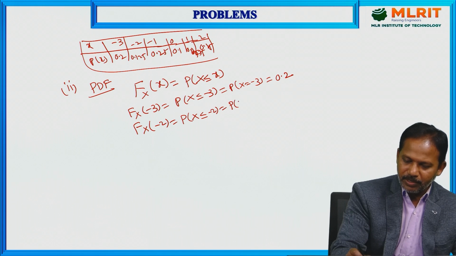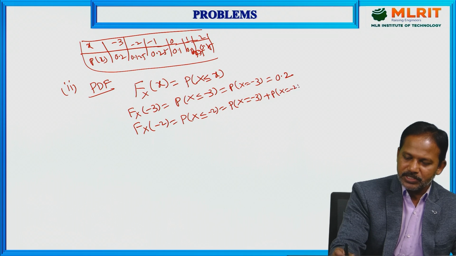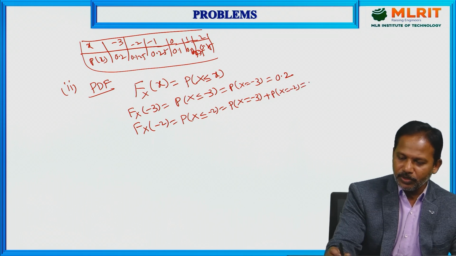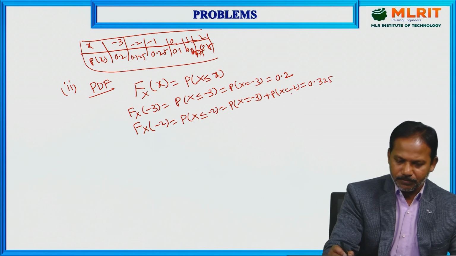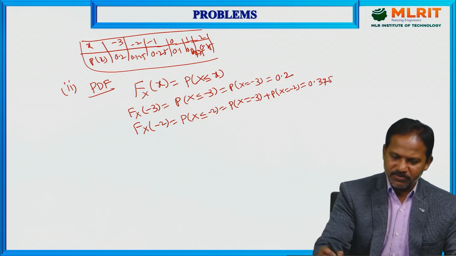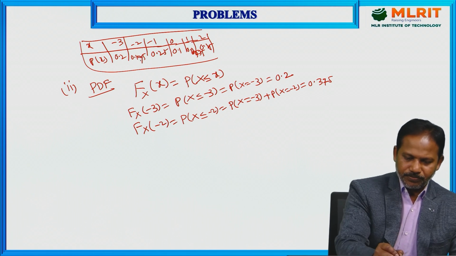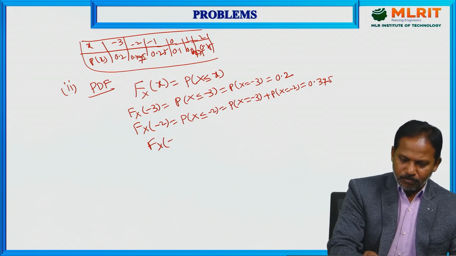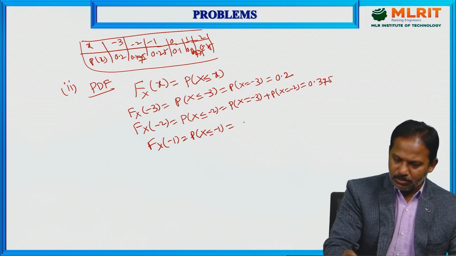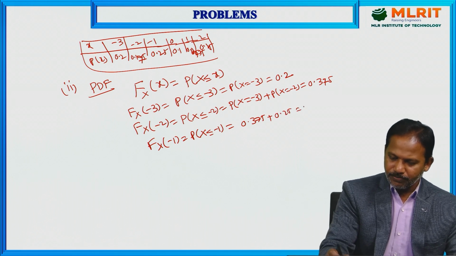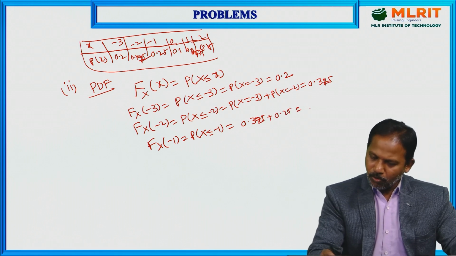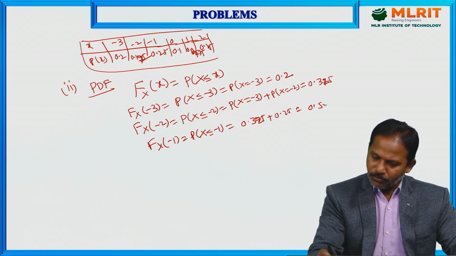That means we can write P of X equal to minus 3 plus P of X equal to minus 2, that is 0.2 plus 0.125, which is 0.325. Right? Next one, Fx of minus 1, that is P of X less than or equal to minus 1, that is 0.375 plus 0.25, that is 0.525.